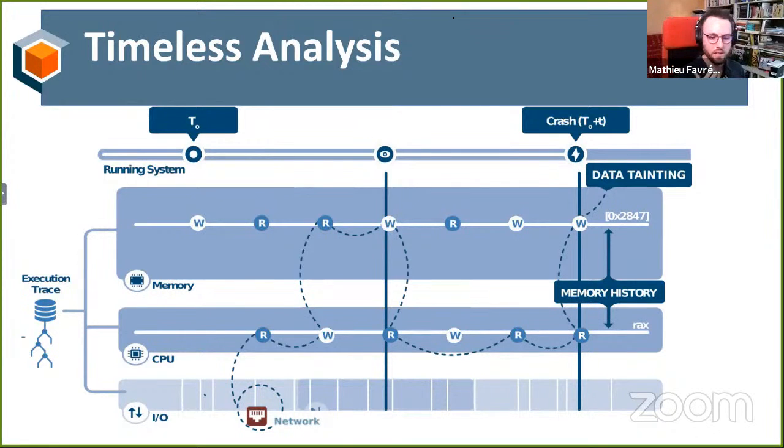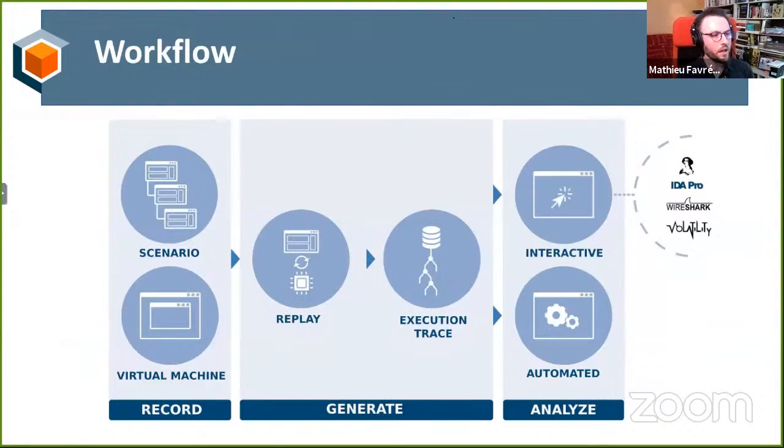We also have something called data tainting, which is a way to track the data flow throughout the trace, and it's going to help you locate things super easily. So basically, having that huge amount of data and tools on top of it, you're able to extract a lot of information super quickly. That's the goal of REVEN there. So that's for the analysis part.